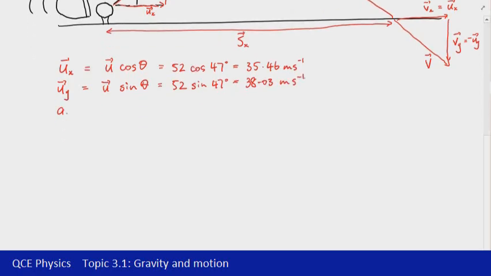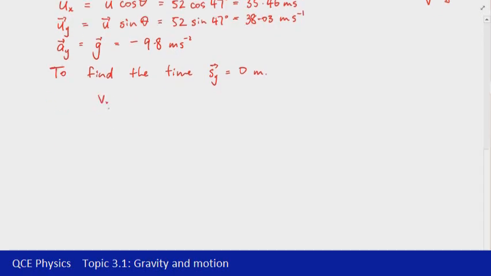I'll just mention here as well, sorry, that again Ay is equal to the acceleration due to gravity, and because that's in the downwards direction, that's negative 9.8 meters per second squared here. Just to reiterate that point. So to find the time when Sy again is equal to 0, we can use the equation Vy is equal to gt plus Uy.